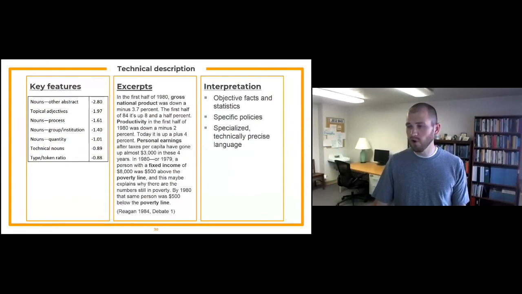Look at this quote from Ronald Reagan. He's talking about gross national product and productivity, personal earnings, fixed income, poverty line. Look at all these facts and statistics he's rattling off. They're objective, they can be fact-checked, there's specific policies or statistics that he's using, and then there's this specialized, technically precise language, very precise. These numbers, 3,000 is different from thousands and thousands. It's very technically precise. We don't see this in Donald Trump's use of language.